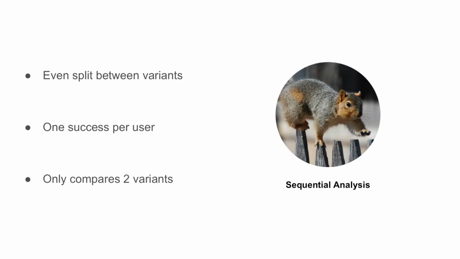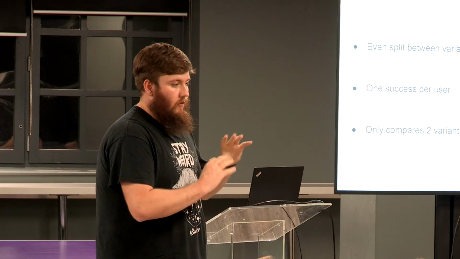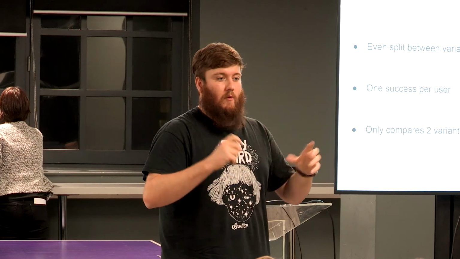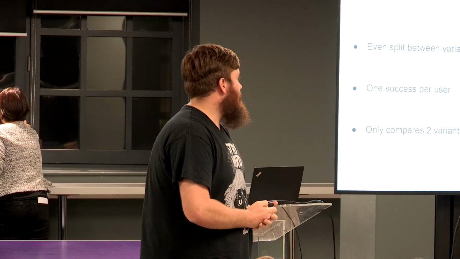But there are a few limitations on this. There has to be an even split between the two variants, otherwise you would expect your sales to go one way. You can get around this by sampling both, so they're even amounts. It does require one success per user, so because we use sales, if a user buys, then it just counts as one. And on the graph, it only compares two variants. You can then just repeat it for the combinations.